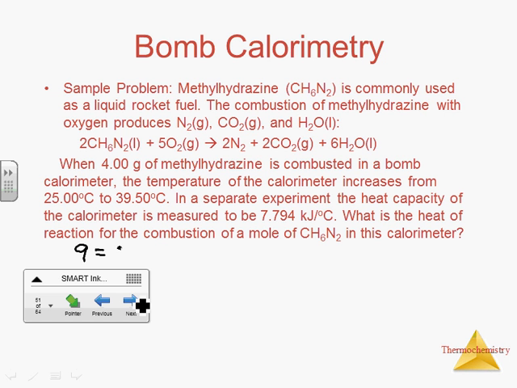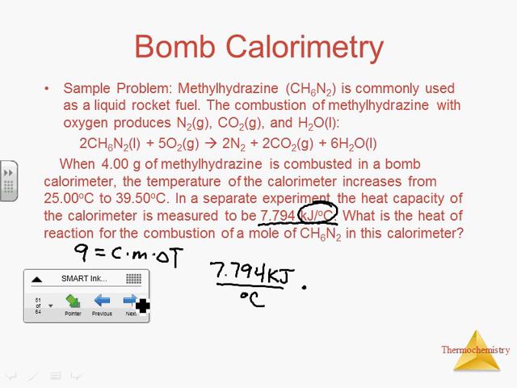You don't necessarily even need the Q equals C times M times delta T equation for these, because they're telling you the heat capacity of the bomb calorimeter. In other words, every 7.794 kilojoules you put into this thing changes the temperature of the bomb calorimeter by 1 degree Celsius. So if we know that and we know the temperature change that happened here, we can figure out the heat change because we've got this unit, kilojoules per degree Celsius. So we take the 7.794 kilojoules per degree Celsius and multiply it by the temperature change that happened.